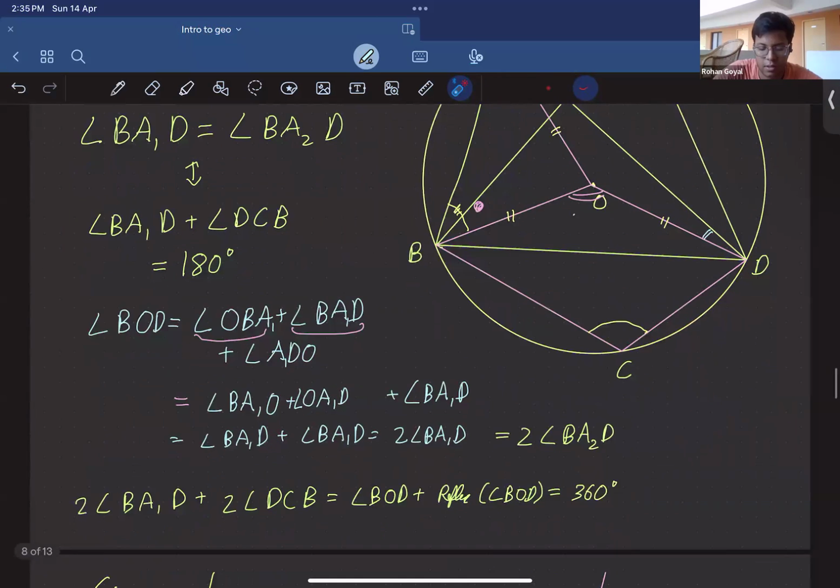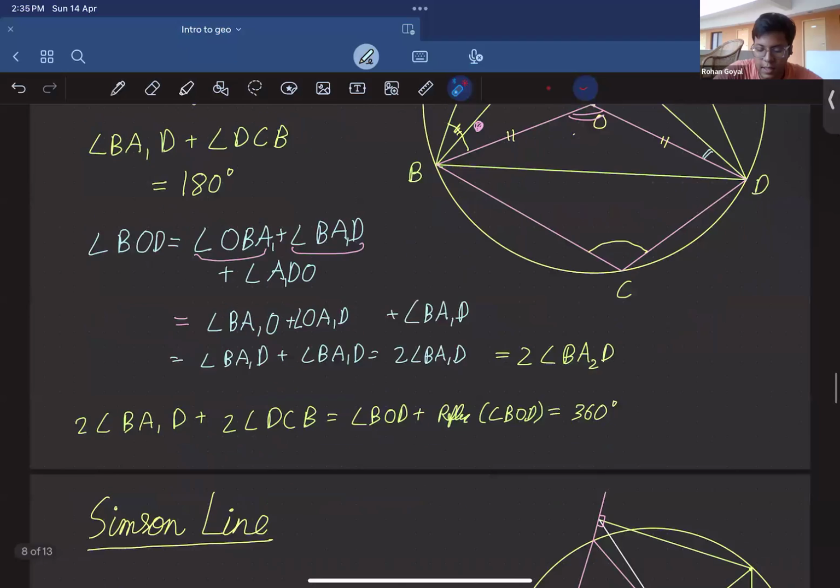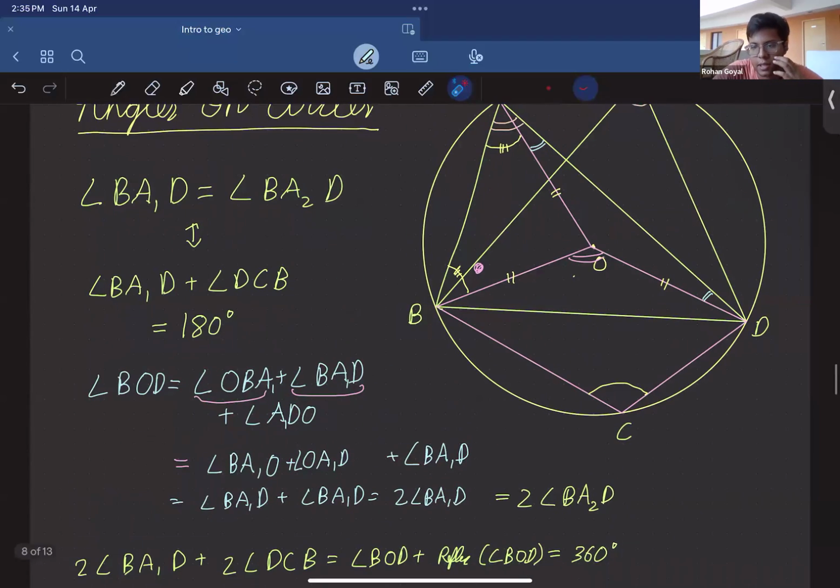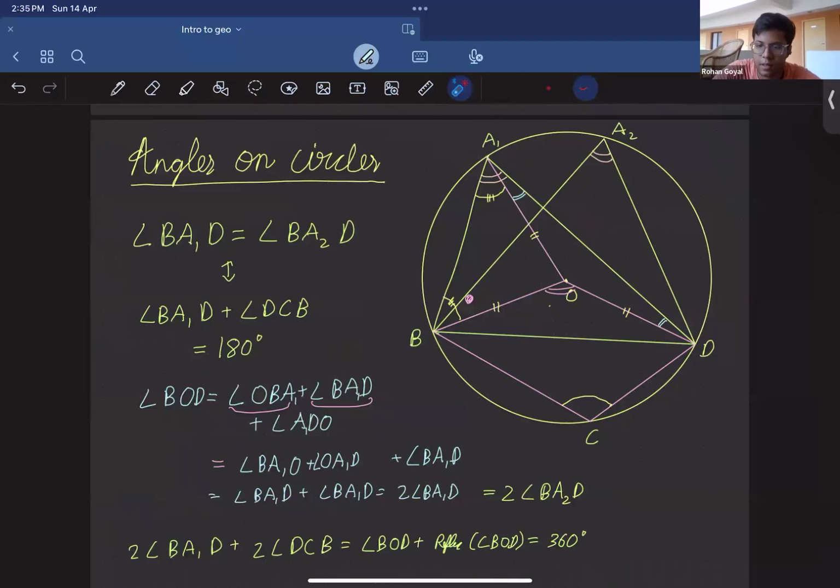Okay, good. So these are the angle chasing results that we typically use. Is everyone good with this? Perfect. So we are at a good pace.